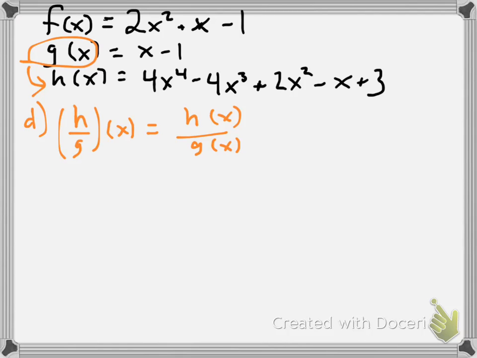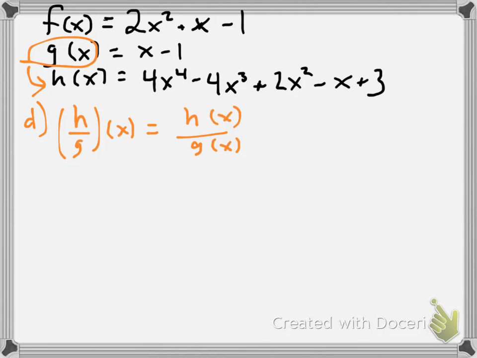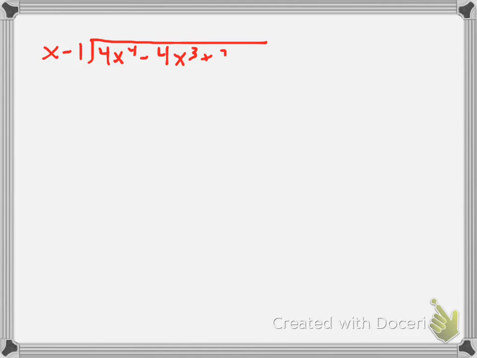I'm going to go to my next screen to give me more room to write all this. So I had x minus 1 going into 4x to the fourth minus 4x cubed. I have to go back and look at it. Plus 2x squared minus x, and it was plus 3, right? Yeah, plus 3.